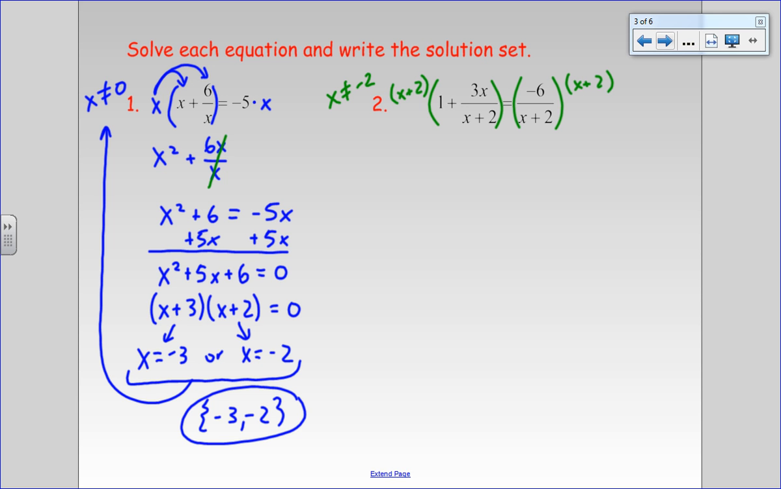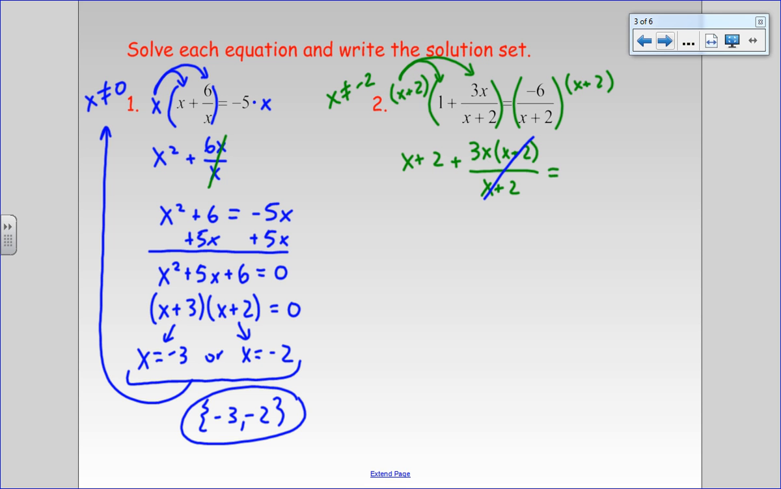On the left-hand side, x plus 2 times 1 is simply x plus 2. And then we're multiplying x plus 2 times that rational expression. So x plus 2 times 3x over x plus 2. As expected, we can see that the x plus 2 in the numerator cancels with the x plus 2 in the denominator.